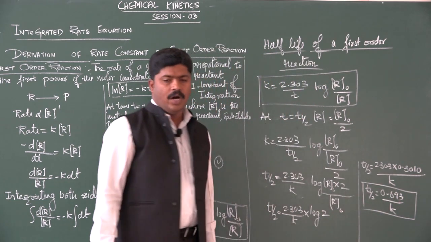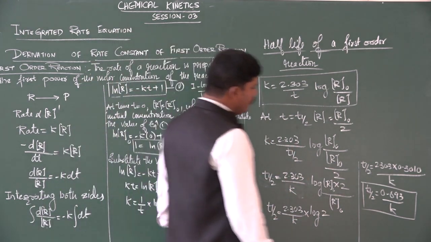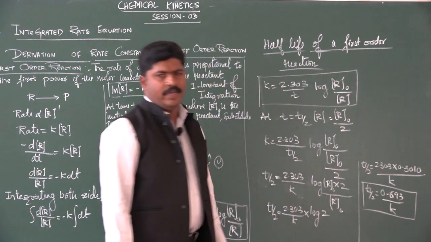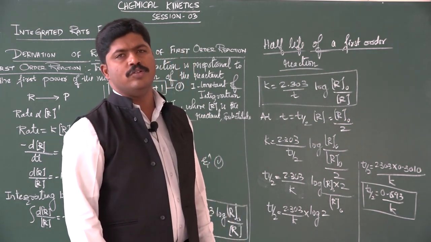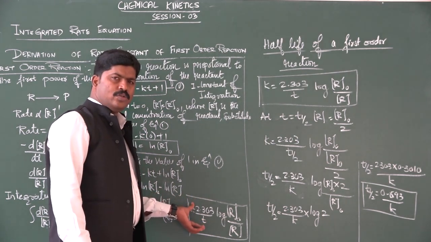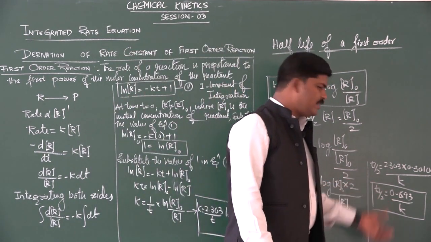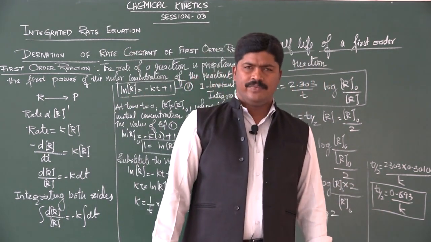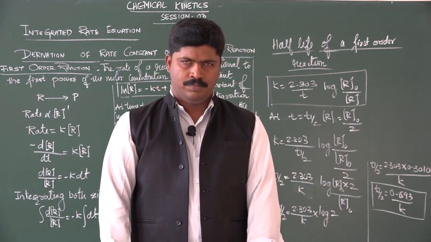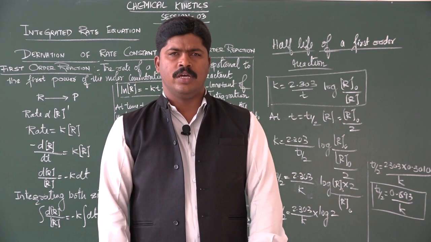So, the half life of a first order reaction is t half is equal to 0.693 by k. Remember, these two derivations are very, very important to solve the numericals. One is the rate constant of first order reaction, k is equal to 2.303 by t log r naught by r. Another is t half is equal to 0.693 by k, which is the half life of a first order reaction. These two derivations are important from the examination point of view: derive the rate constant of first order reaction, derive the half life of first order reaction.